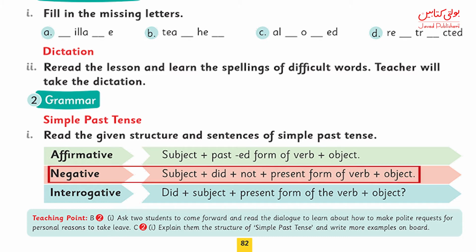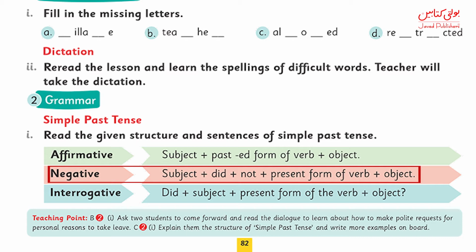Next form of sentence is negative simple past tense sentence. Here we are going to write the subject first, and then we are going to use did not plus the verb and the object. The example would be he did not lock the room. So it's going to be subject he, did not plus present form of verb.